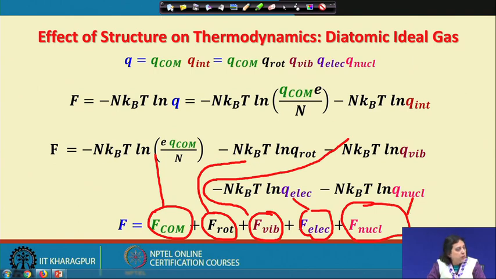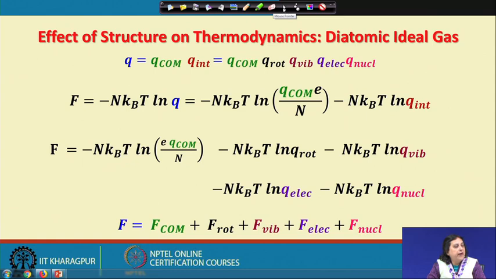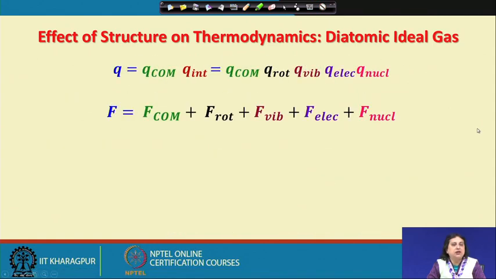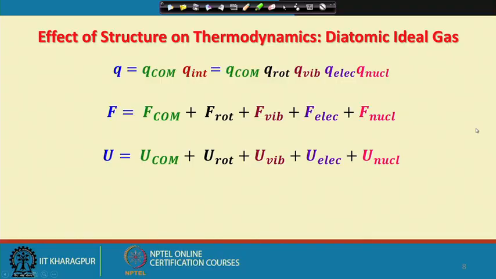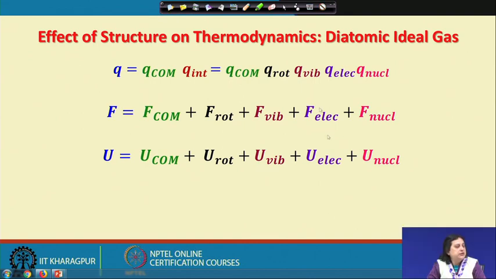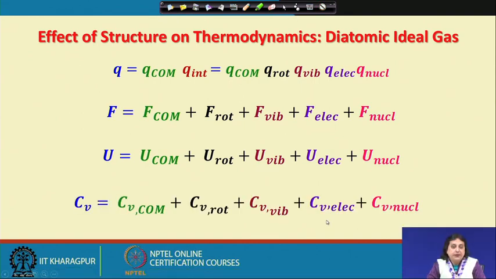So, once again, the consequence of having these 2 additional contributions in the diatomic case is that now there will be 2 additional contributions to the overall internal energy, and here they are: U vibe and U electronic. Similarly, we should be able to see that the CV, the overall specific heat of the system, is also going to have 2 additional contributions in terms of CV rot and CV vibe.